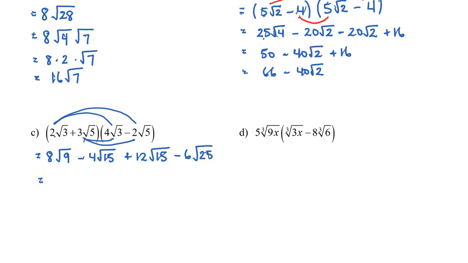All right, so we can simplify the first term. Remember I told you that root 9 was 3, so we have 8 times 3, which is then going to be 24. And then we can join the two middle terms together because they both have a root 15 radicand. So negative 4 plus 12 is going to be 8, and then root 15. And then lastly, we can simplify the root 25, which is 5. So negative 6 times 5 is then going to be minus 30.